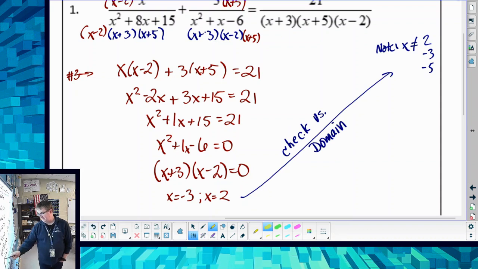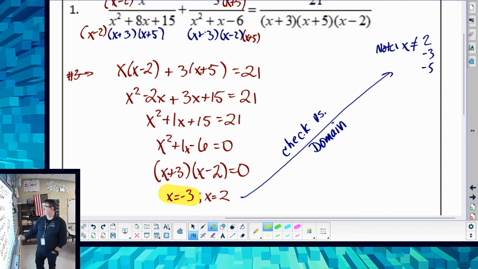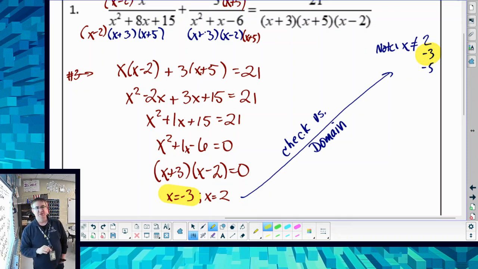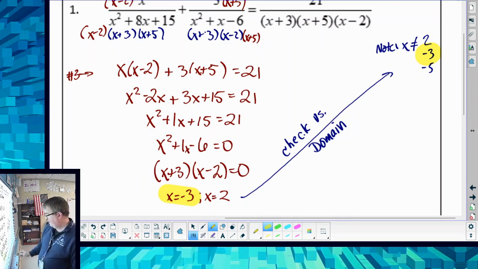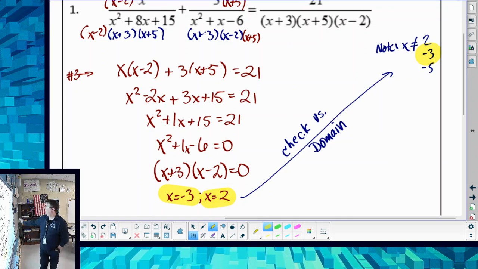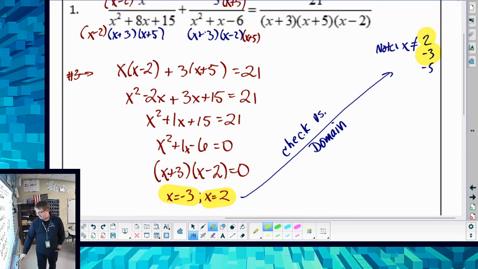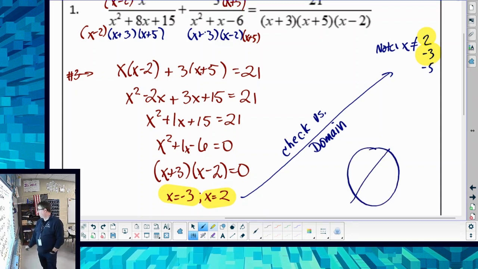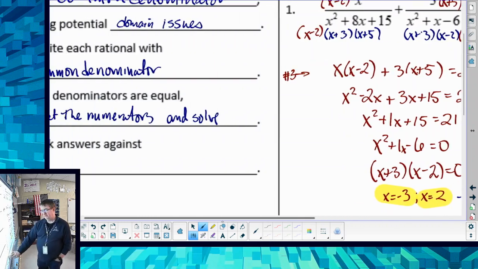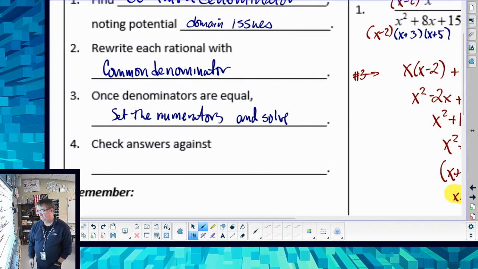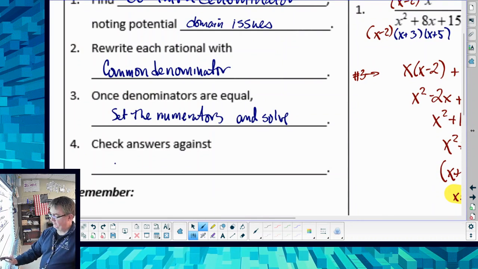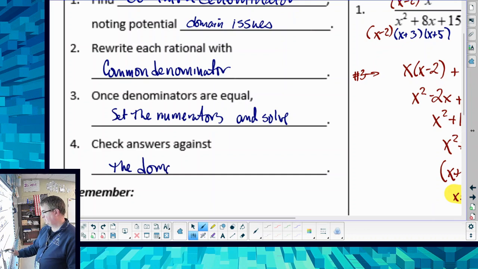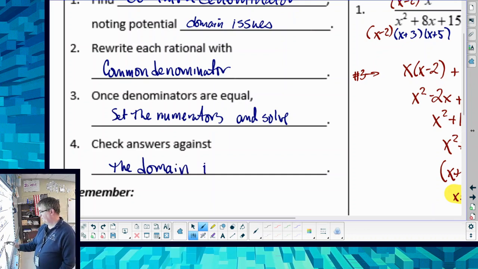Notice x equals negative 3 is one of my solutions. However, we said it can't equal negative 3, because that was one of the things that would make the denominator equal to 0. And x equals 2, we'll do the same thing up over here. So there is actually no solution because of that. Again, just to fill this out, check answers against, let's call them the domain issues. I sometimes call them problem children.